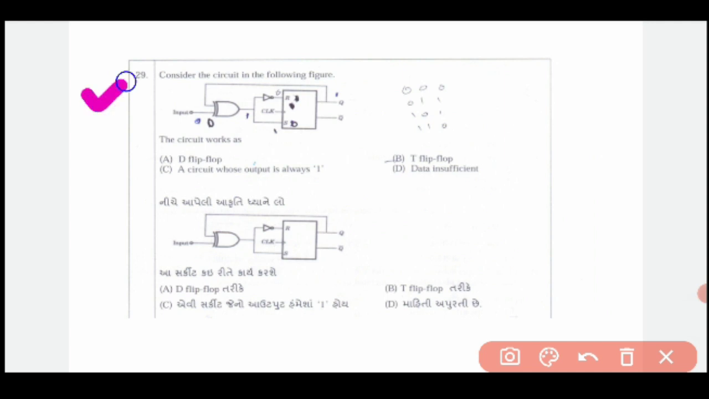Question number 29. Consider the circuit in the following figure. The circuit works as option A D flip-flop, option B T flip-flop, option C a circuit whose output is always 1, option D data insufficient. This is the figure of a T flip-flop, option B.